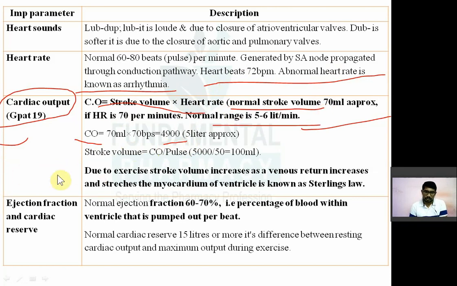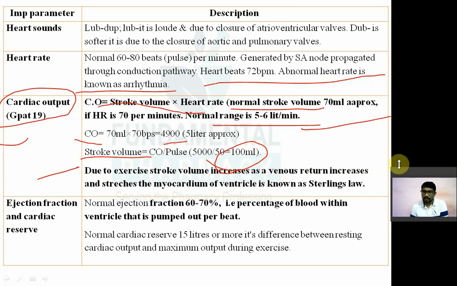Now what is meant by stroke volume? Stroke volume is equal to cardiac output divided by number of pulses. So cardiac output is around 5 liters divided by number of pulses, around 50. So 100 ml. So stroke volume is around 100 ml. Okay. Due to exercise, stroke volume increases as the venous return increases and stretches the myocardium of the ventricle, known as Starling's law.